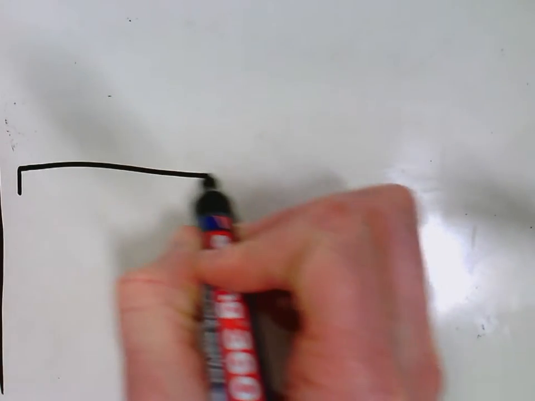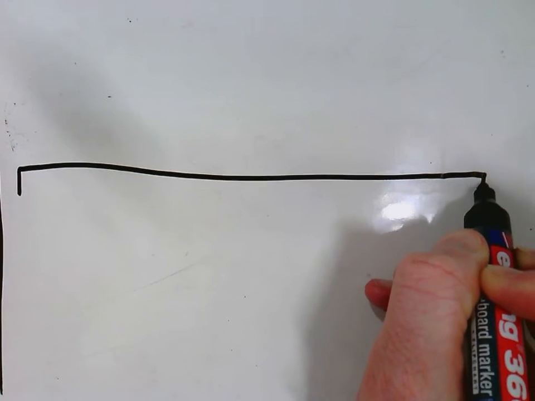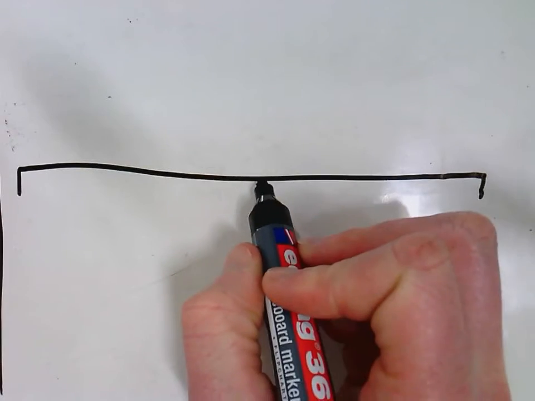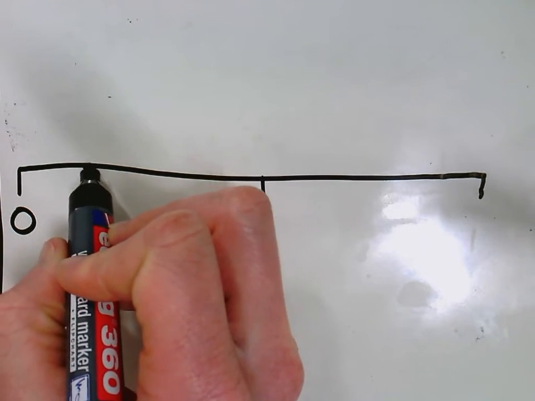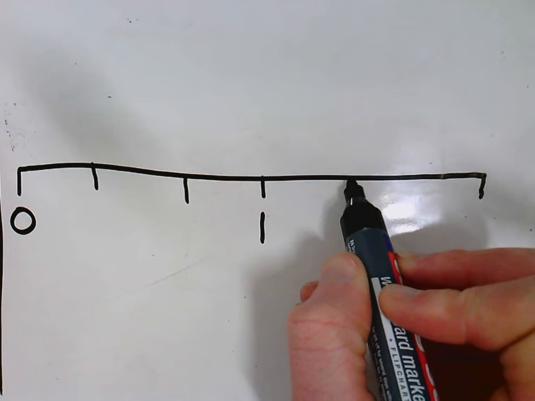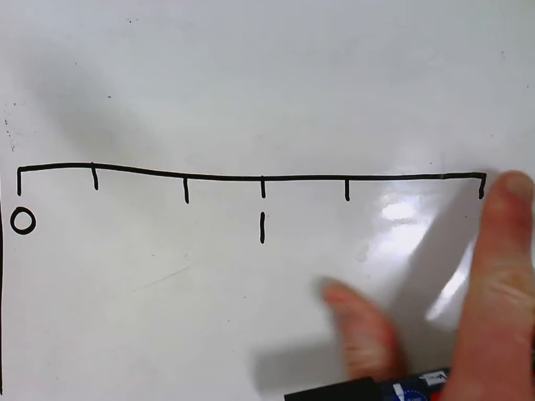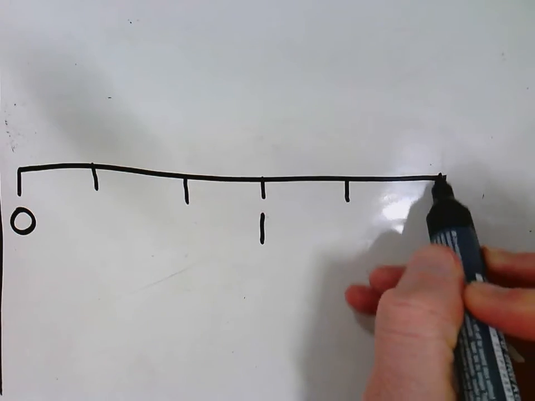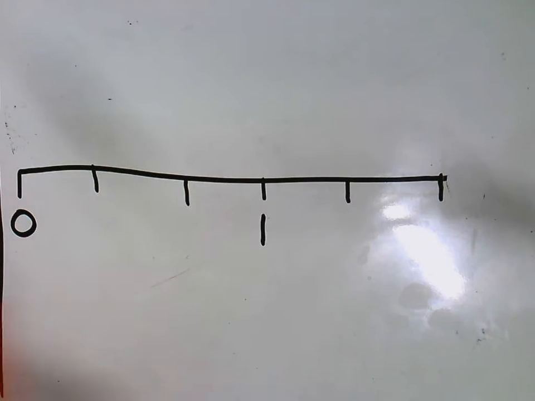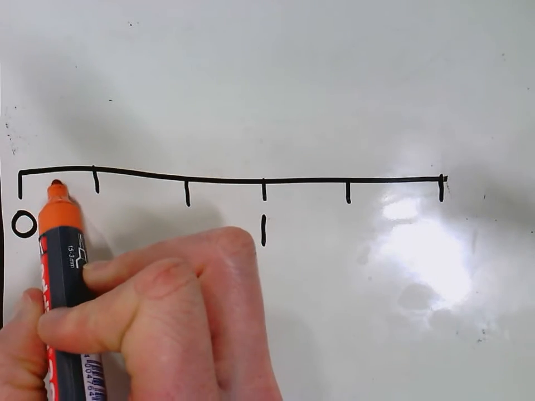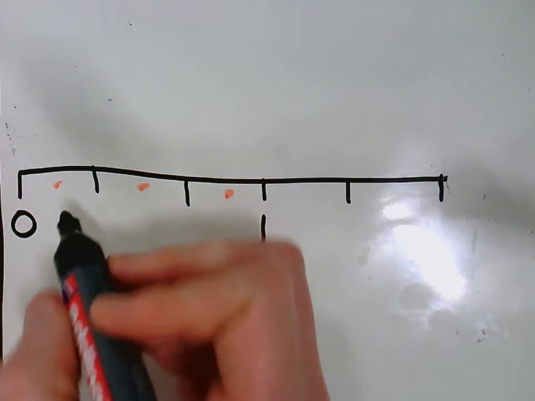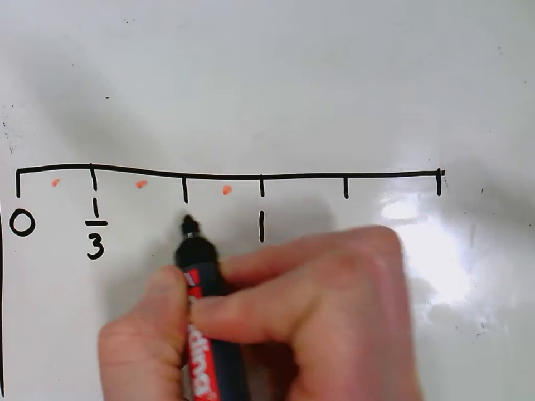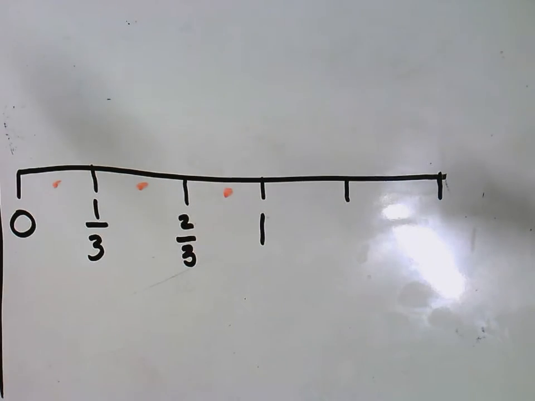Now we apply the same principle when we're going over 1. So imagine I had 0 to 1 there. We ended up with a number line like this. So it's gone past 1. We still count how many gaps we've got. We've got 1, 2, 3. That means we've got thirds. So we've got thirds. 1/3, 2/3, 3/3 would be 1.